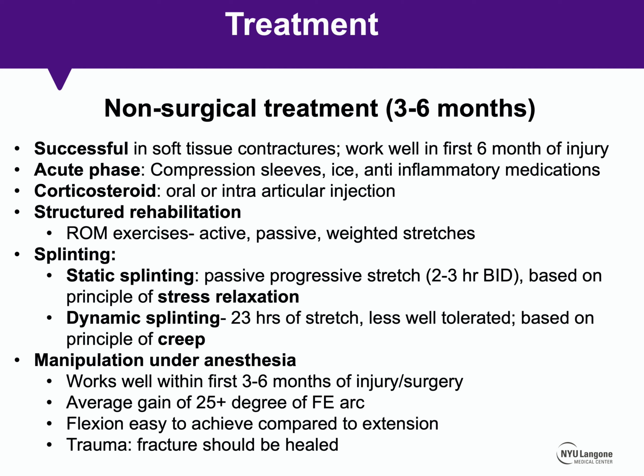Manipulation under anesthesia works well when done within the first 3 to 6 months of injury, surgery, or stiffness. The average reported gain is around 25 to 30 degrees in the flexion-extension arc, and it is less effective for improvements in the supination-pronation arc. Flexion is easier to achieve compared to extension. If you are doing MUA in the setting of trauma, you have to wait for the fracture to heal, and one should be aware that manipulation under anesthesia in situations with bony ankylosis can result in fractures.